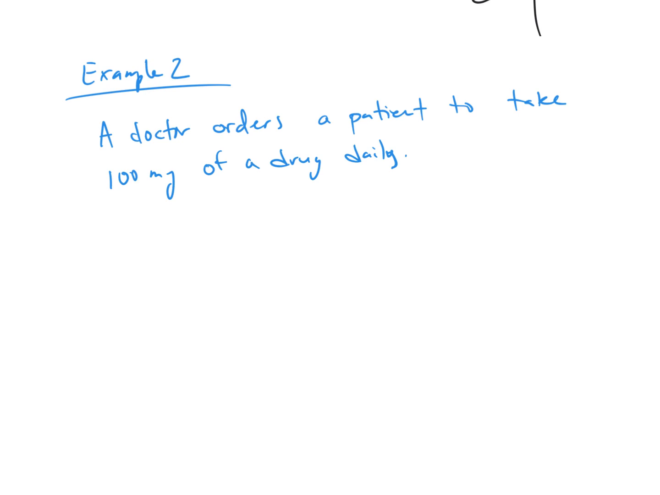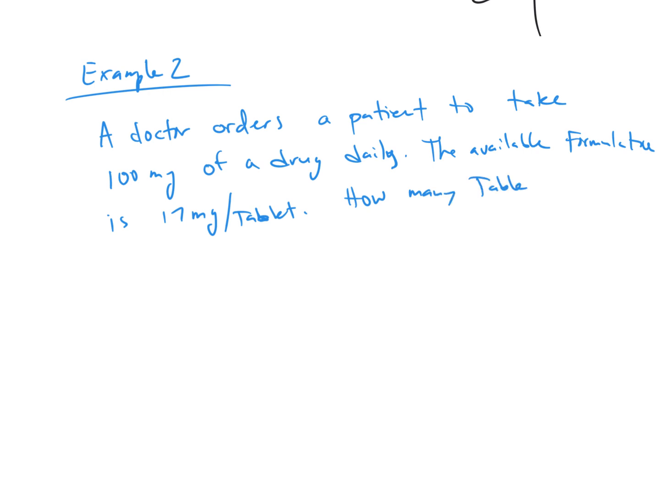The available formulation, that means when you go to the pharmacy, is 25, I'm going to make it a little bit harder than that, is 17 milligrams per tablet. How many tablets should be given daily?